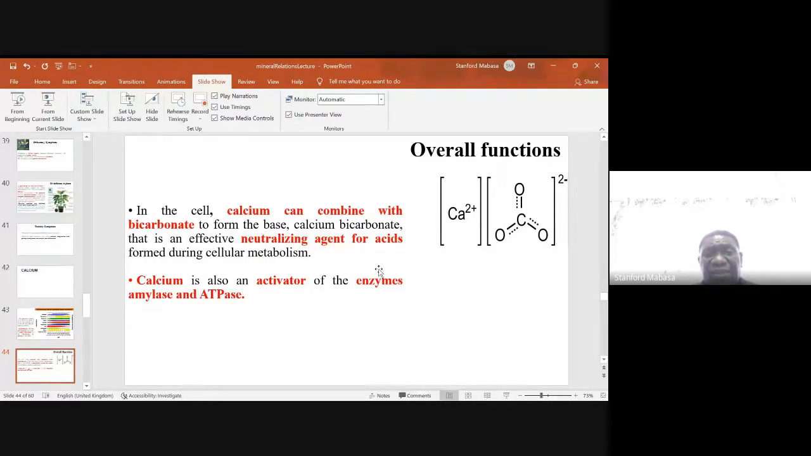Now, in the cell, calcium can combine with bicarbonate to form the base calcium bicarbonate that is an effective neutralizing agent for acids formed during cellular metabolism. So it can actually control pH within the plant, which tends to be acidic. Calcium is also an activator of enzymes, amylase and ATPase.